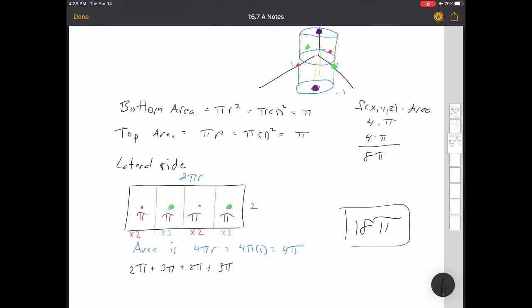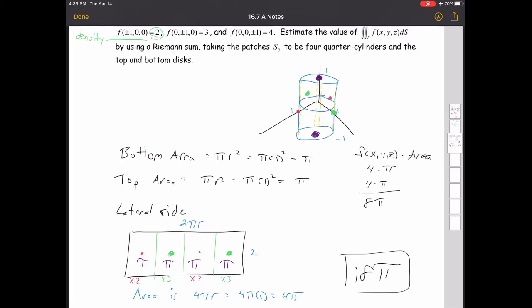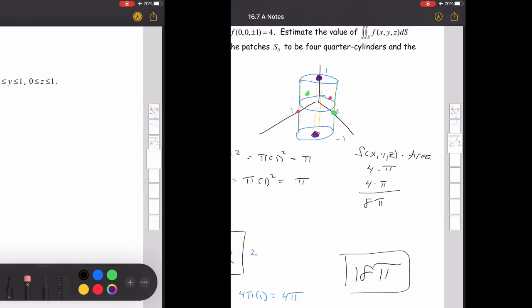Okay, and that was because they wanted us to use Riemann sums as opposed to actual functions to be able to figure this thing out. The next examples we'll be doing will be the actual process that it takes to get from some kind of a surface to its surface integral.